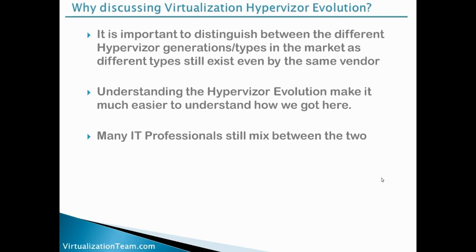It's unfortunate that many IT professionals in the market today, who have even worked with virtualization for a few years, still couldn't distinguish between the two types of hypervisors and their use cases. So it's important to distinguish between the two to be successful, as well as to use the right hypervisor type for the right purpose. The reason I'm going through the hypervisor evolution as well is that understanding how the hypervisor has evolved through time will make it much easier for you to distinguish between the two types of hypervisors out there.